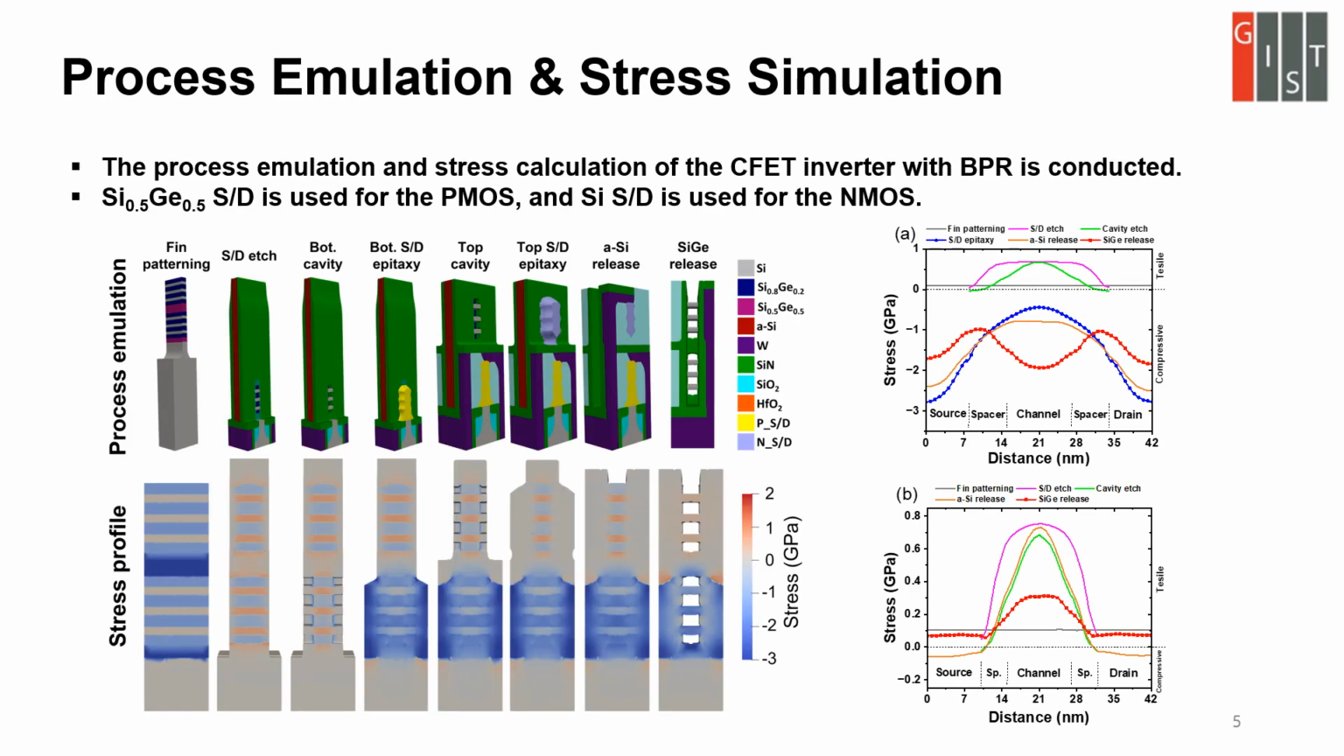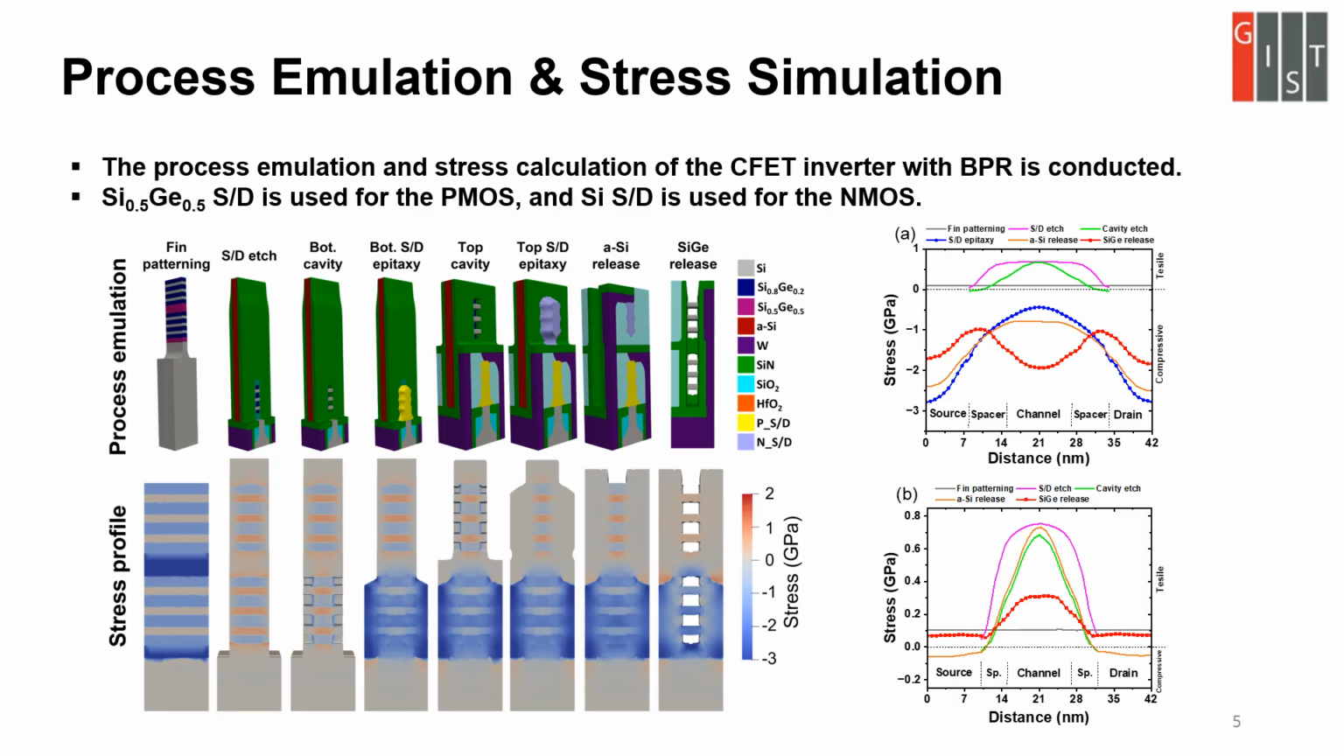This slide shows the process simulation and stress simulation results for a SISPAD inverter with varied power layer. In the bottom tier PMOS, silicon germanium substrate is used to apply compressive stress. In the top tier, there is no silicon bulk, so the same approach cannot be used. Instead, silicon substrate is used. The graph on the right hand shows the channel direction stress for PMOS and NMOS.